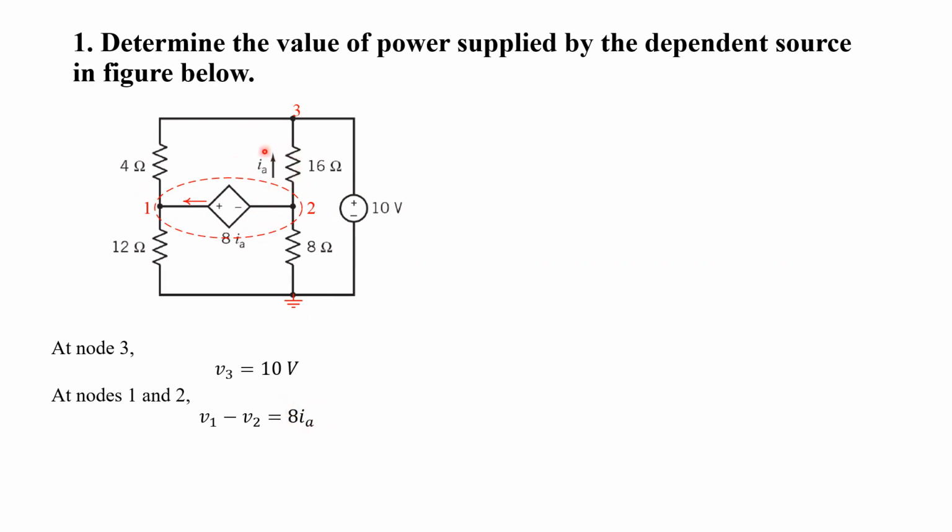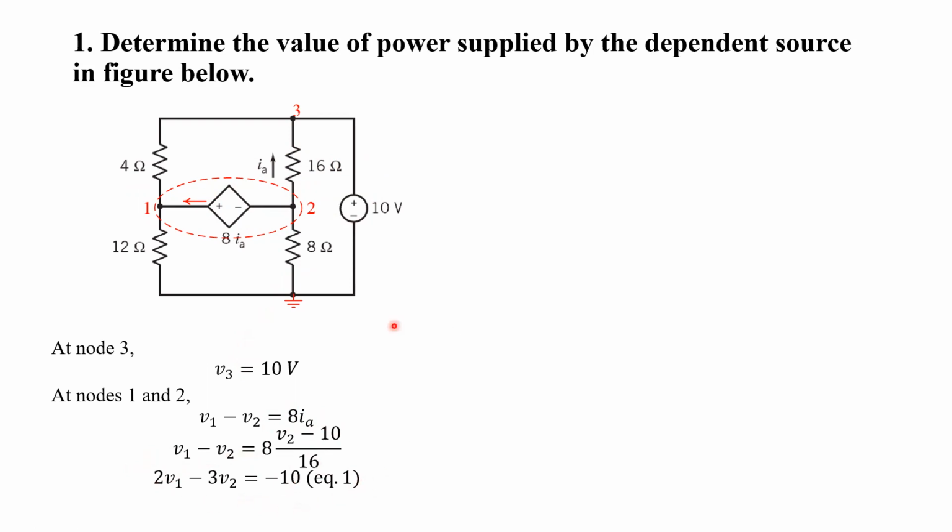We know that IA is the current through the 16 ohm resistor, and the voltage across this resistor is V2 minus V3. V3 here is 10. So V2 minus 10 divided by 16 will be the current. After further simplification, we can write it this way. This is equation 1.